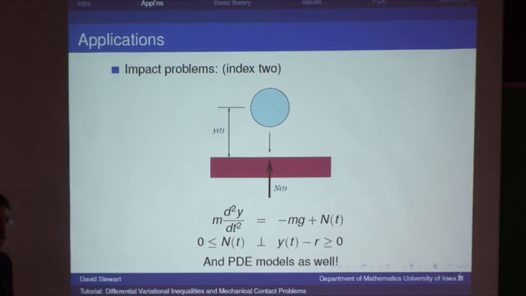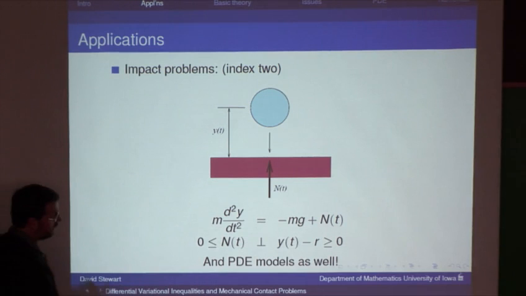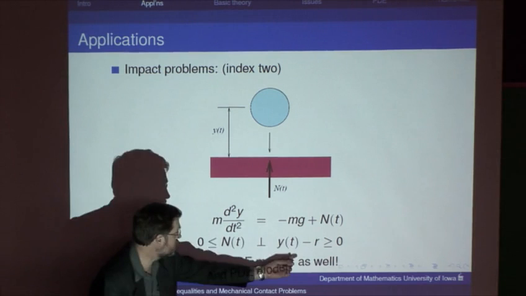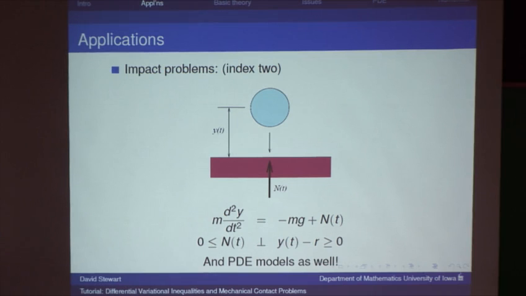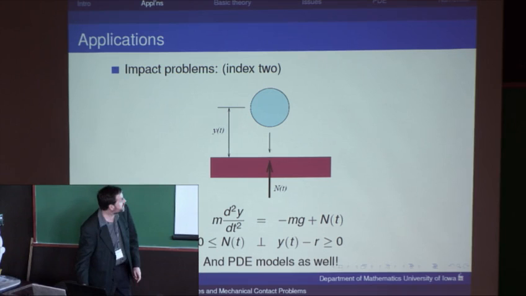We have mass times acceleration, we have a gravitational force, and we have a contact force. The contact force is non-negative, and can only be positive when this is zero. That is when we have zero separation. So it's the usual complementarity between normal contact force and separation. And there's also lots of PDE models of impact. Okay, and I'm going to go back and explain what this index 2 means.